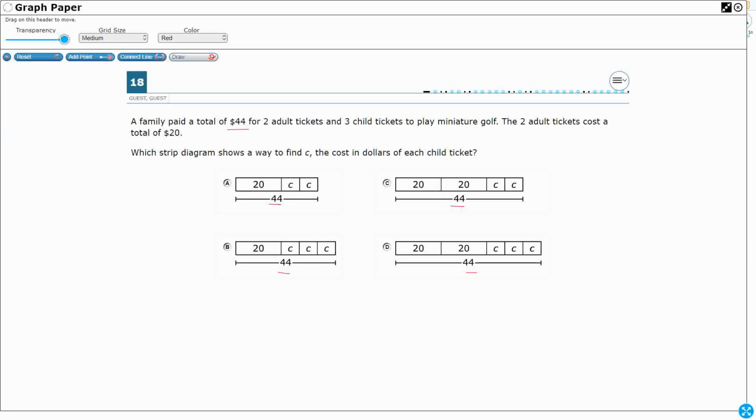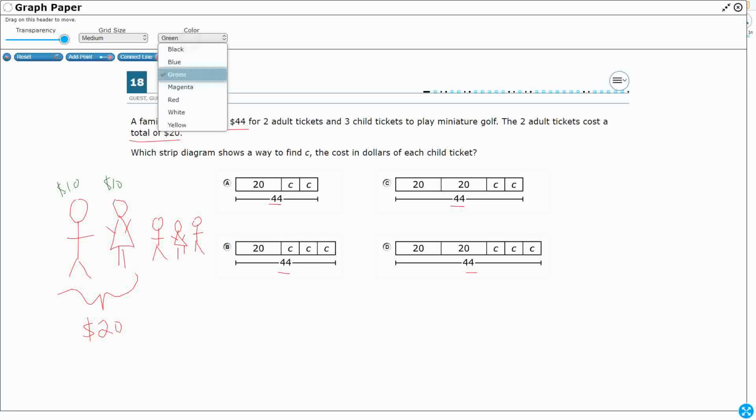Now, we've got two adults, so let's just draw a picture here. I've got two adults, say it's a mom and dad, and we got three kids, two boys and a girl. All right, so what do we know about this? They're going to play mini golf. The two adult tickets cost a total of $20. Assuming obviously they're going to spend the same amount on each, we can break that down to $10 each, but we don't need to because they give us the total of $20. So let's not get ahead of ourselves. We don't really need to know that.